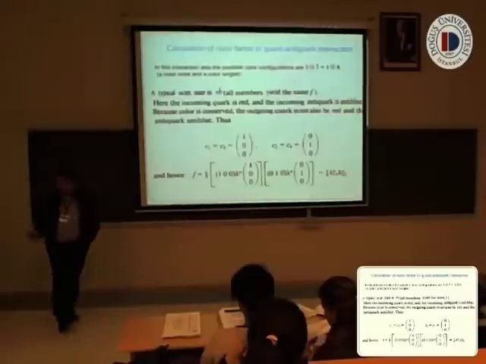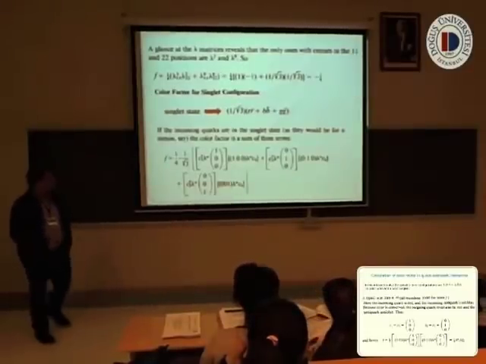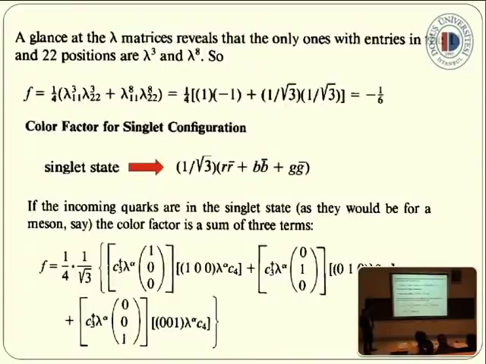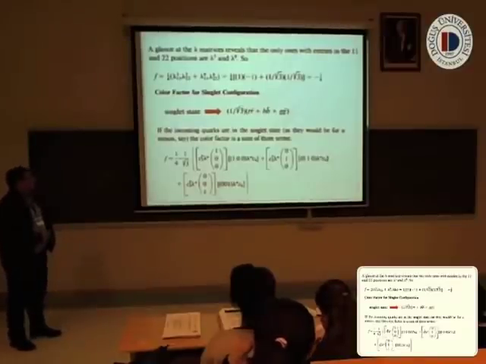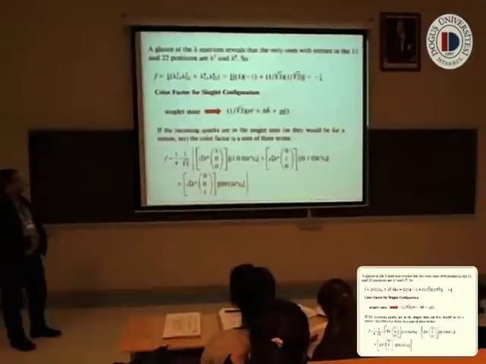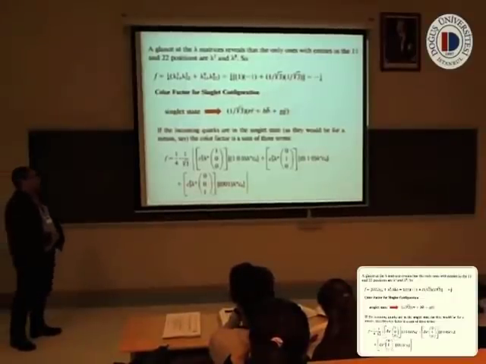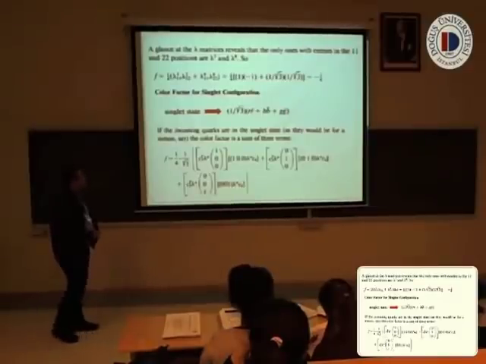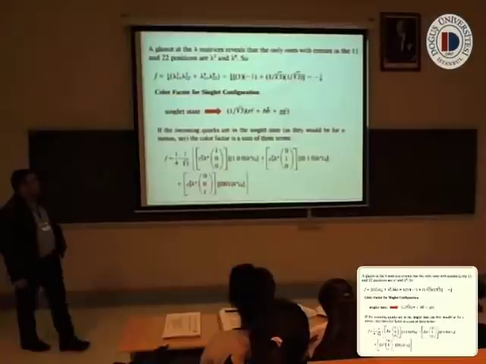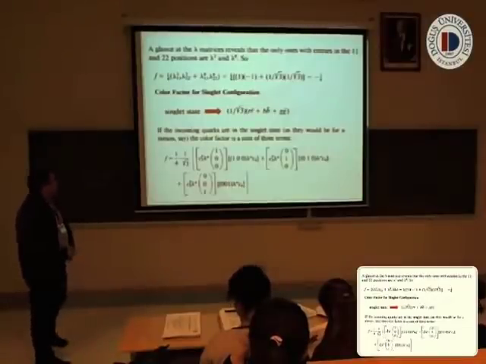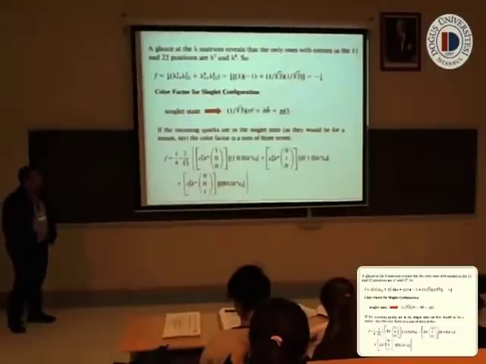But if we look at the Gell-Mann matrices, we will see that the only non-zero components are λ_11 for the third Gell-Mann matrix, λ_22 also non-zero for the third one, and also non-zero components for the eighth Gell-Mann matrix. So if we put the numeric values of λ_11^3, λ_22^3, and also λ_11^8, λ_22^8, we will get this number, minus 1/6. This is for the color octet.